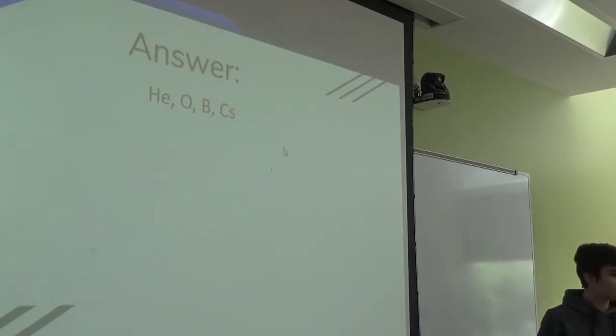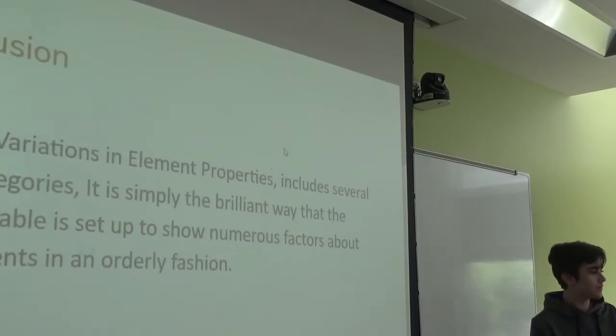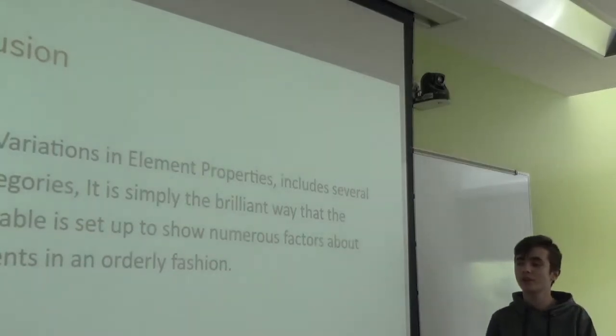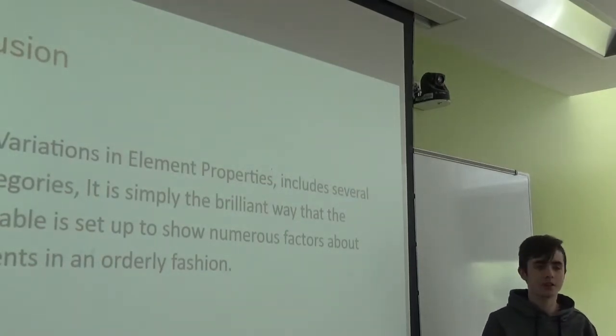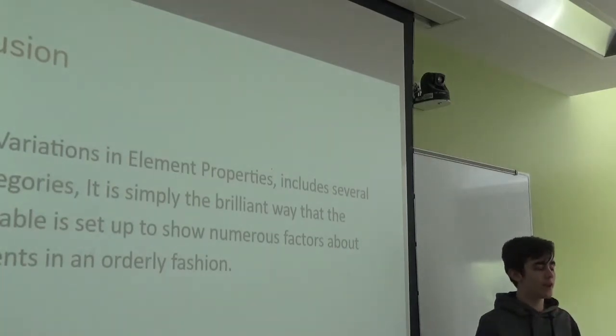Anybody have any questions for Jacob? In conclusion, periodic variations of element properties isn't one category. It's several categories. It's simply the way that we set up the periodic table to show more than one factor about each element.